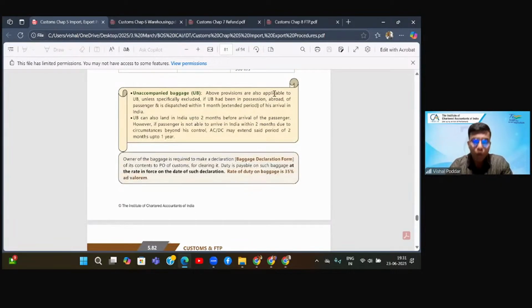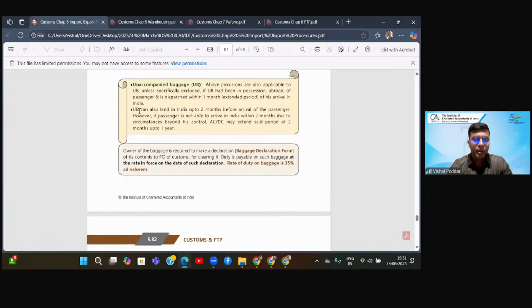So what are they? All the entire baggage concession or allowance provisions are applicable to unaccompanied baggage also, unless specifically excluded. So in general, they will apply. Now, if unaccompanied baggage has been in possession of the passenger abroad and is dispatched within 1 month after the arrival of the person in India, so maximum, if your baggage is sent after you have come to India, it should be 1 month, which may be extended. Similarly, unaccompanied baggage can also land in India up to 2 months before your arrival. So first you have sent your baggage and later on you are arriving. This should happen with a 2 months gap only. Within 2 months, you should also arrive.